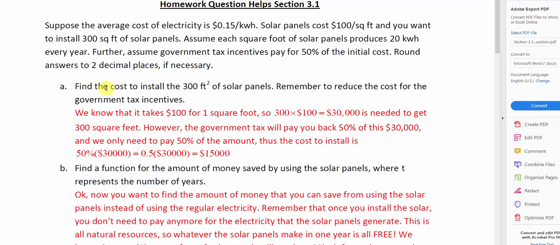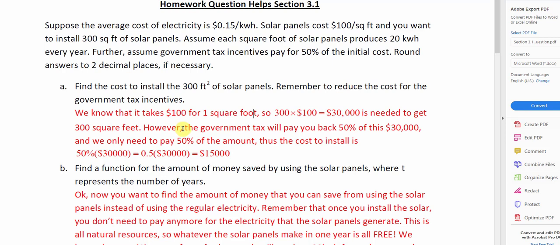A. Find the cost to install the 300 square feet of solar panels. And remember to reduce the cost for the government tax incentive. Okay, we know that it takes $100 for 1 square foot, right? So the solar panel costs $100 per square foot. Now you want to install 300 square feet. So all you do now is multiply 300 by 100, which is 30,000. So $30,000 is needed to get the 300 square feet.